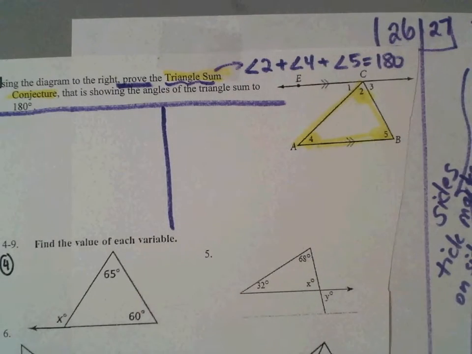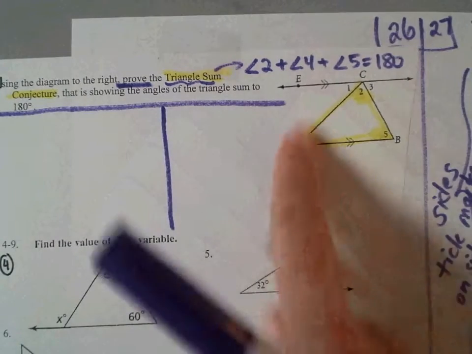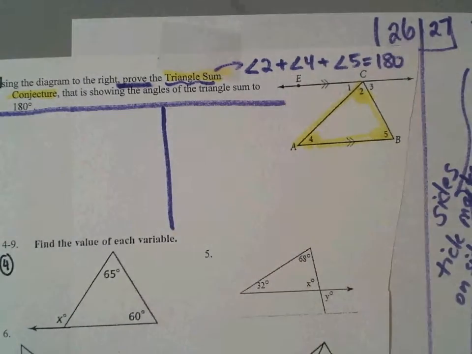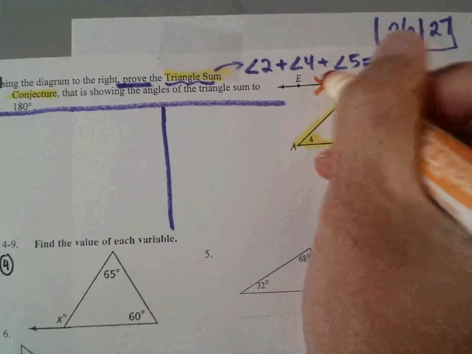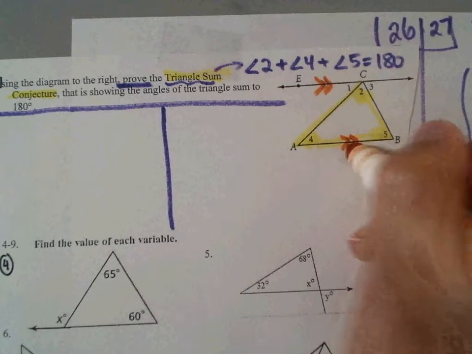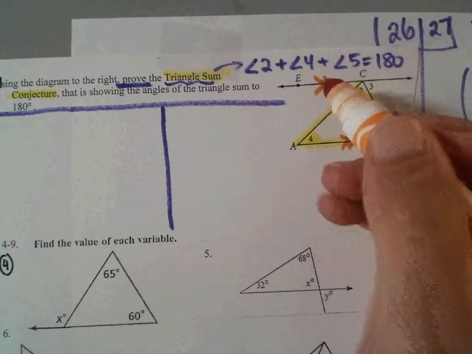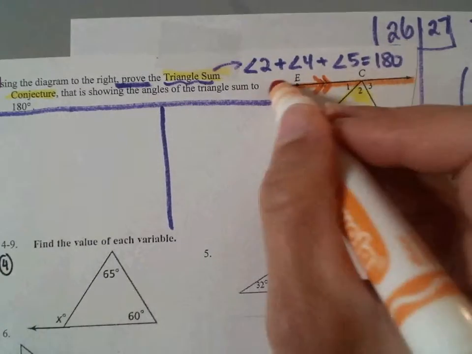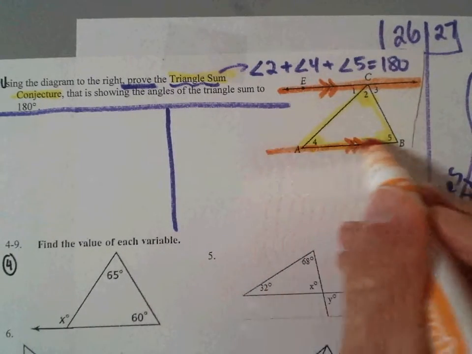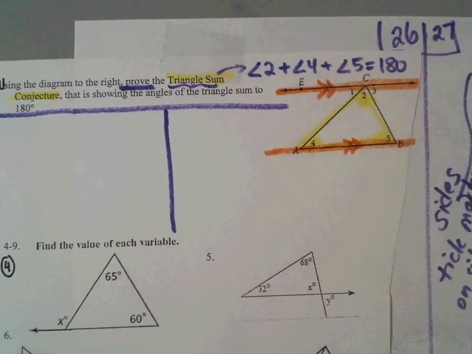All right, basically what you're given is this picture. What do you all notice about this picture? It has an A, B, and C, and it has arrows. What do arrows mean on the lines? They're parallel. That's the important word here. This line and this line are parallel. That's going to come into play with my proof.